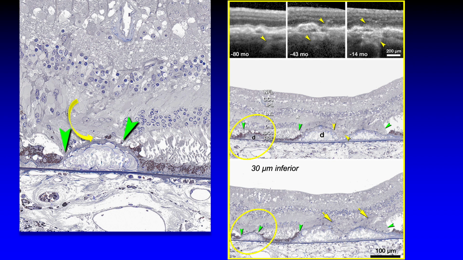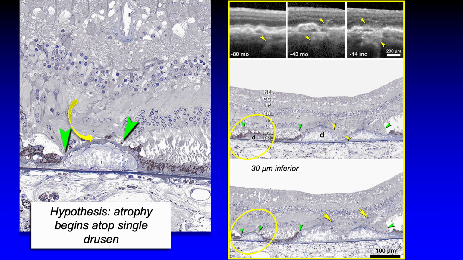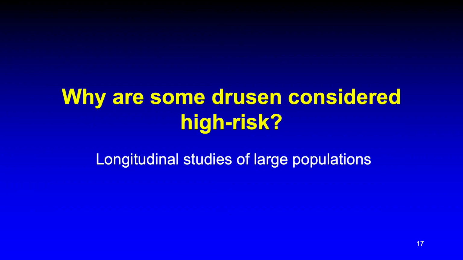The arrow shows Mueller cell processes sweeping downward. Over time, or perhaps even at this time in a different section, we expect that these processes punch into the drusen, as we saw in other drusen. So our working hypothesis is that atrophy begins atop individual drusen.